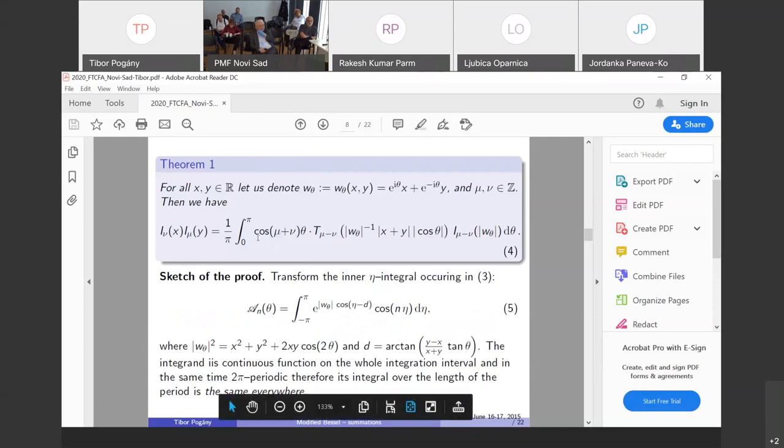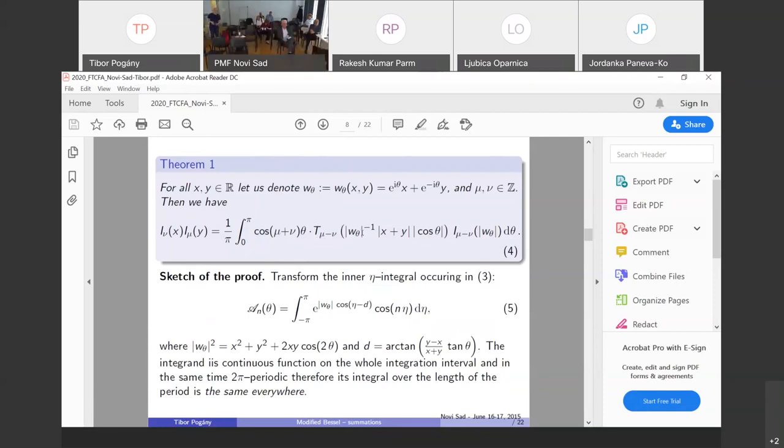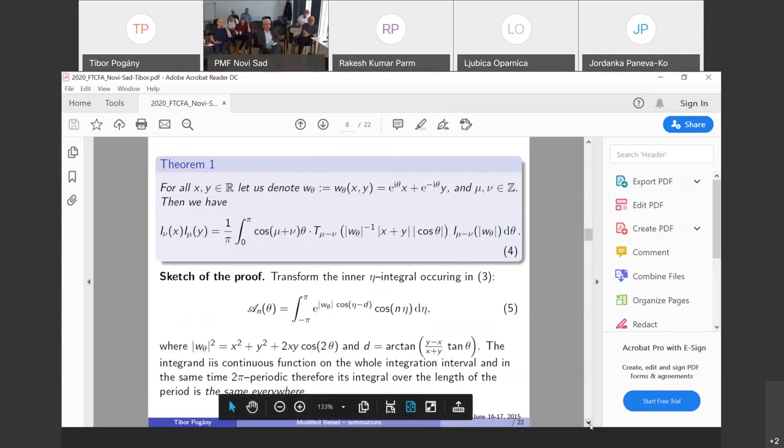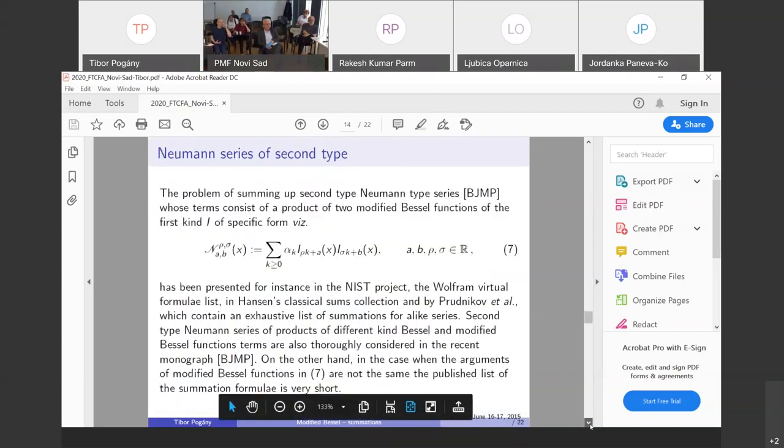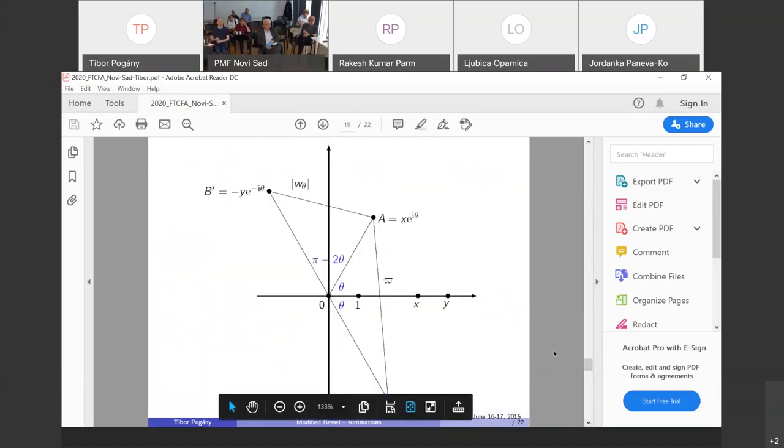In the integrand we have a cosine function. The integration domain is from 0 to π. Then there is a Chebyshev polynomial with a strange argument, and again a modified Bessel function of the first kind. You can see what w of theta is, I am going forward. Now you can see here what x and y are, and what we have.